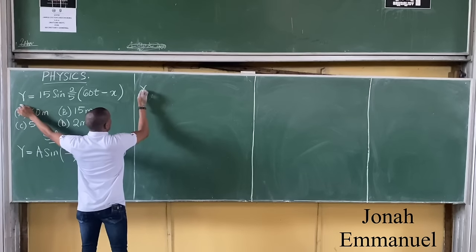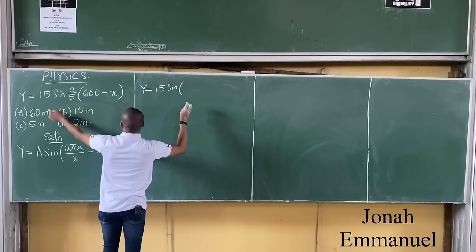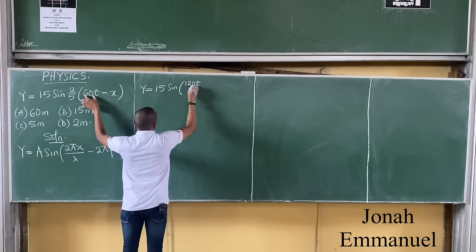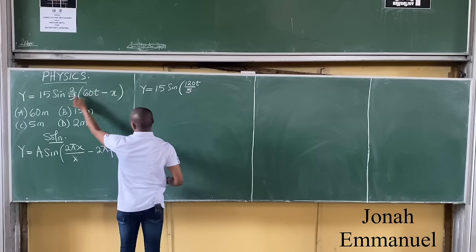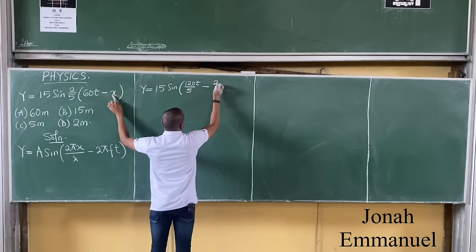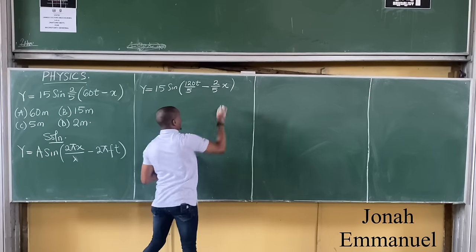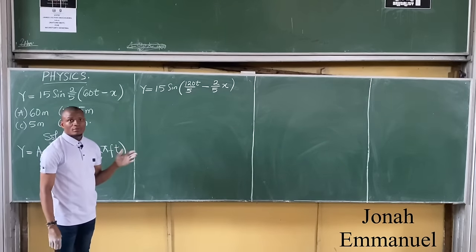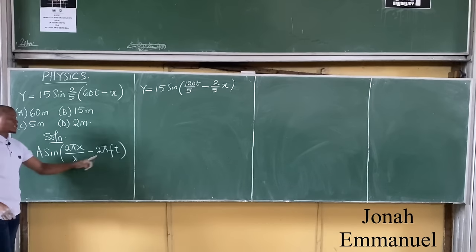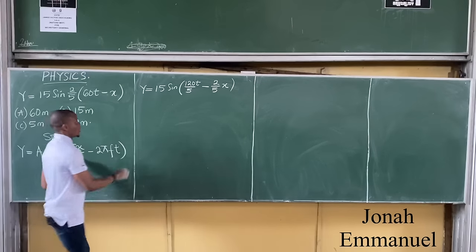From here, I'll have that y is equal to 15 sine, 2 times 60 gives you 120 t over 5, minus 2 times x, which is 2 over 5 x. This becomes your first task: expand the bracket first. After this, you now do your comparison. For wavelength, am I taking the t or the x? For wavelength, x.